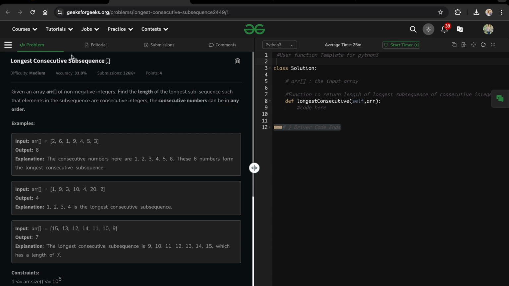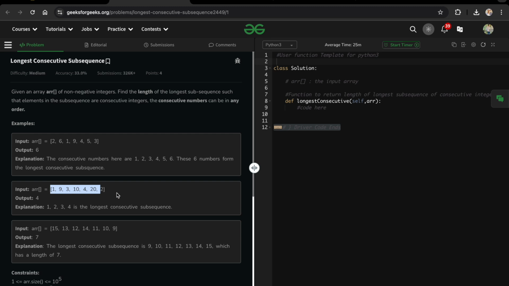So first of all, it is not really a subsequence because it could be in any order. What we just have to find out is the length of the longest consecutive run. Let's suppose we are given this array. If we try to find the longest one, it is 1 2 3 4 5 6. If we do it for this, we have a 1, a 2, a 3, a 4.